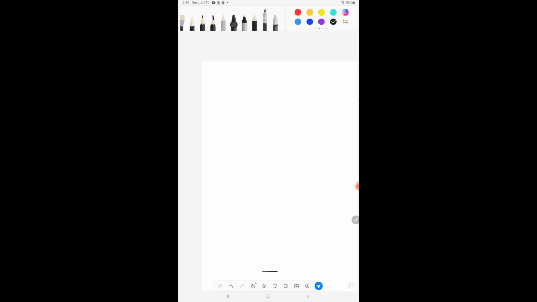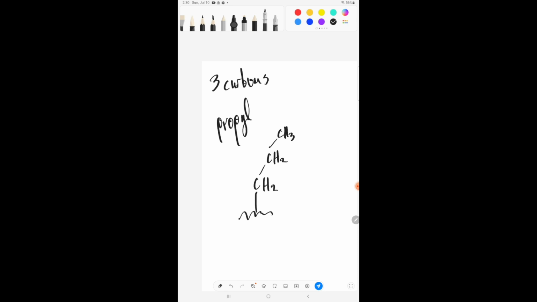So enough on that. Let's proceed to 3 carbons. That's a propyl group. Propyl. So that's CH2 attached to a CH2 attached to a CH3, which is attached to some molecule. All right, so this is a propyl group. It has 3 carbons. 1, 2, 3.